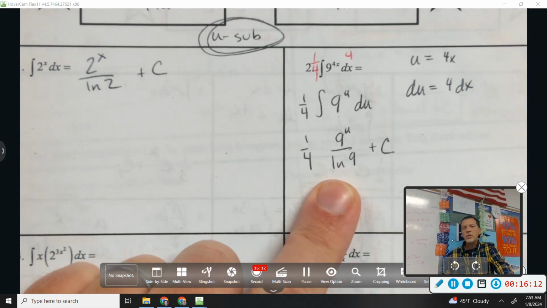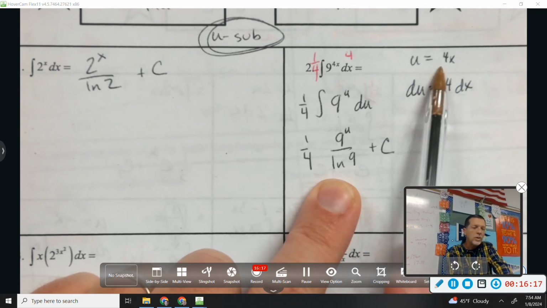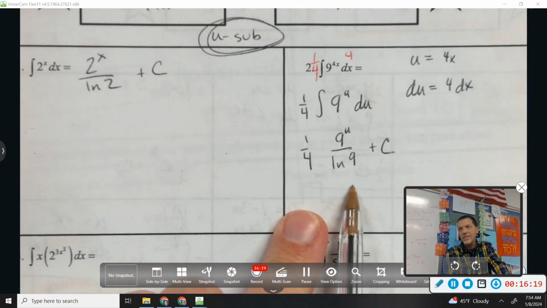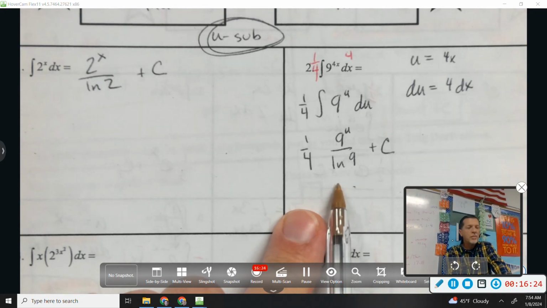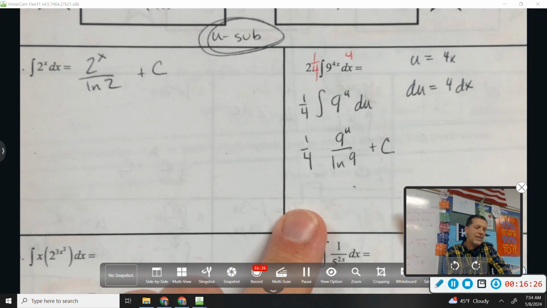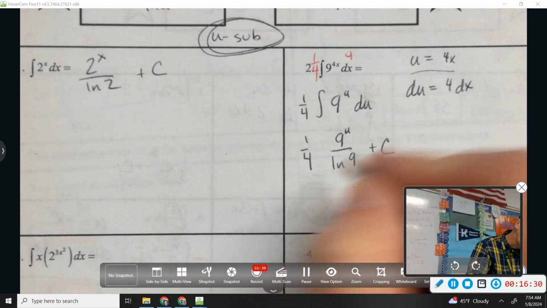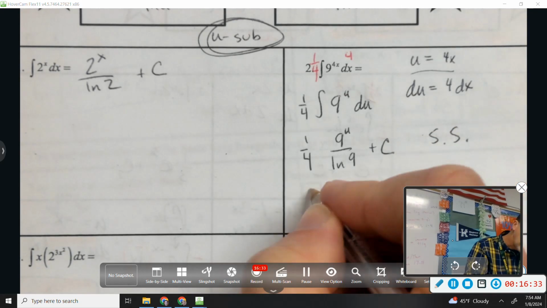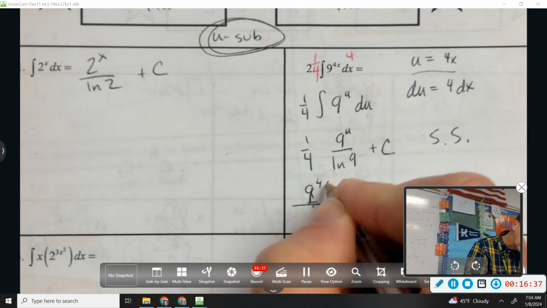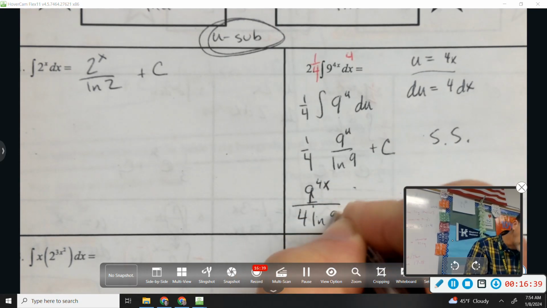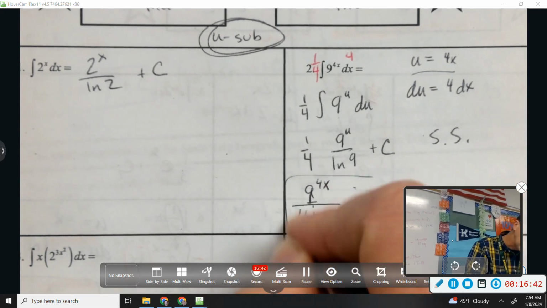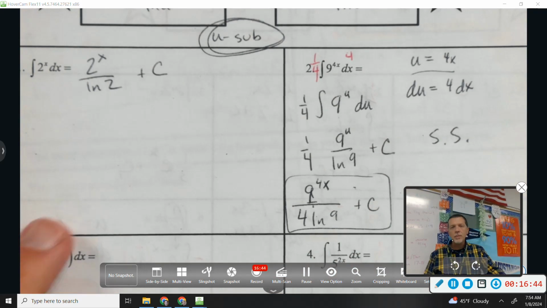I don't know that we've talked about this in here, but that actually is a safe stop. Since you've defined what u is, you can leave it like this. I think previously I've said you couldn't leave it like this, but I went back and checked, and since you've defined what u is, you can do this. Now, multiple choice, I'm probably going to clean that up a little bit. 9 to the 4x over 4 natural log 9. All right, just go ahead and combine the denominators.